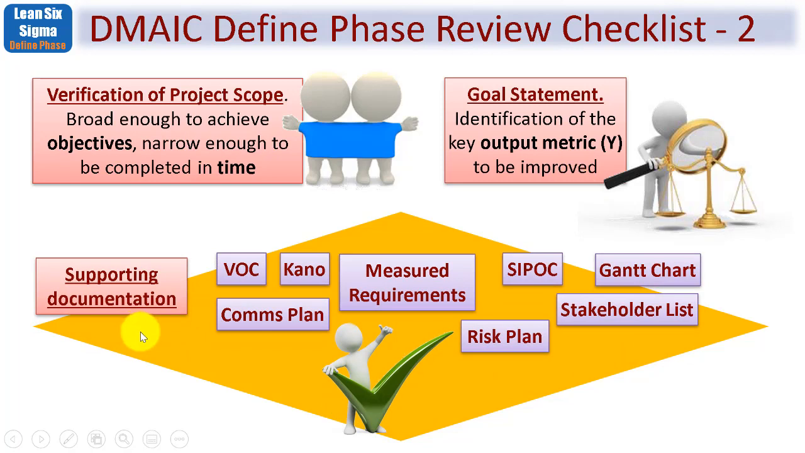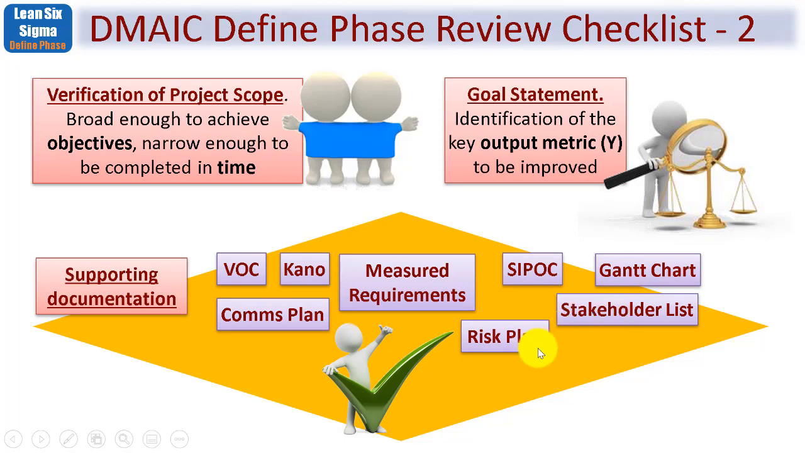Then we have several key sets of documentation within the define phase. And here I mention a few of them just as a high-level list. And we'll go into most of these in more detail as the define phase continues. The voice of the customer, something called a Kano method, communication plan, the measured requirements, critical to quality, the SIPOC diagram, and along with typical project management elements, the Gantt chart, stakeholder list, risk plan, and so on.